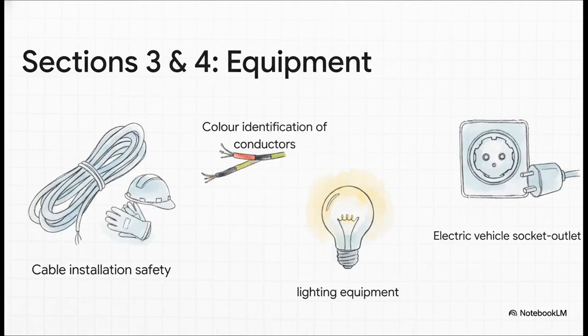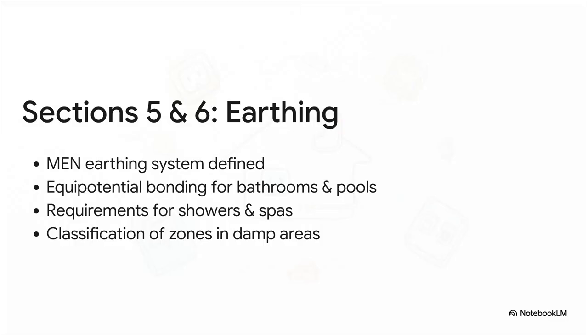Then, in sections 3 and 4, we get into the actual physical stuff. This covers how cables are run safely through your walls, making sure the wires are all the right colors, and the specific rules for all sorts of equipment, including, and this is a big one now, dedicated chargers for electric vehicles. Next up, sections 5 and 6 deal with some really critical safety areas.